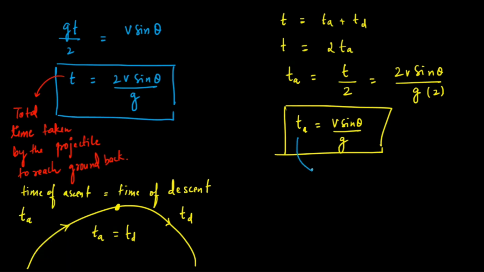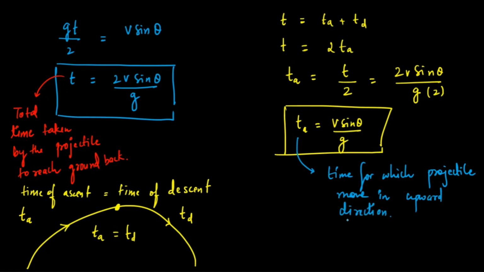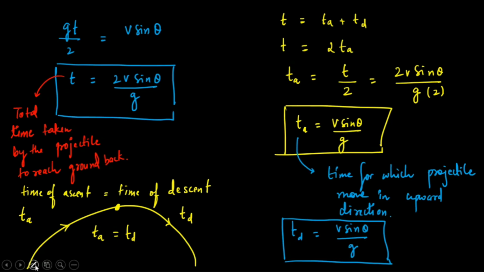That is another important thing. This is the time for which the projectile moves in the upward direction. Similarly, if we talk about the time of descent, it is also going to be V sin theta by g, where this V is the velocity with which we have thrown this projectile. So always remember these things. Time is a very important thing in projectile motion because this is the only thing which is going to relate both the axes together.